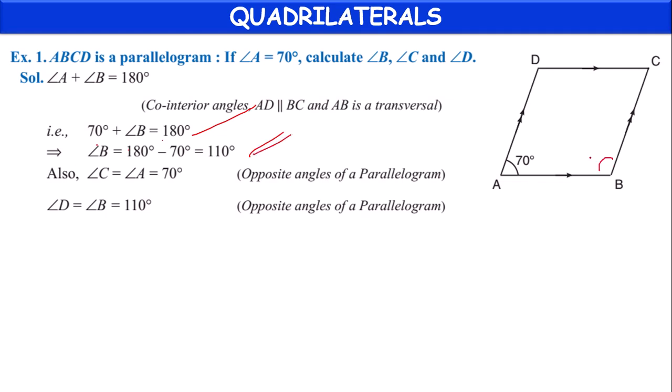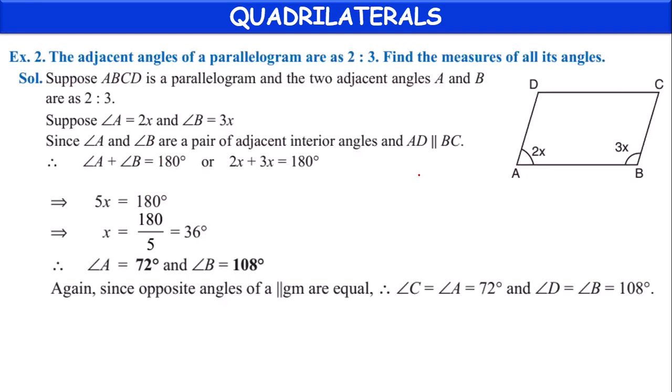If B is 110 degrees, in a parallelogram, opposite angles are equal. If this is 70, this is also 70. If this is 110, this is also 110. So like that, we can prove. We can find all the angles if one angle is given.